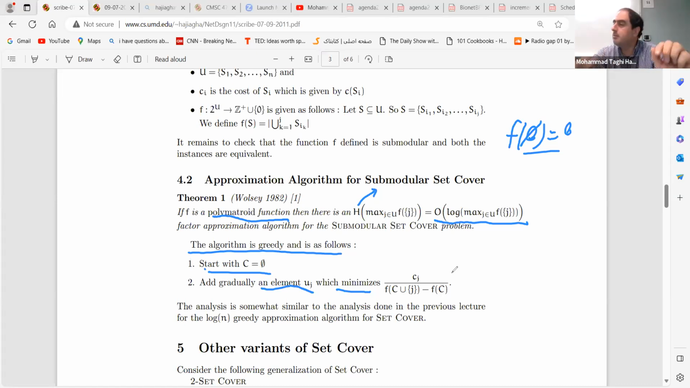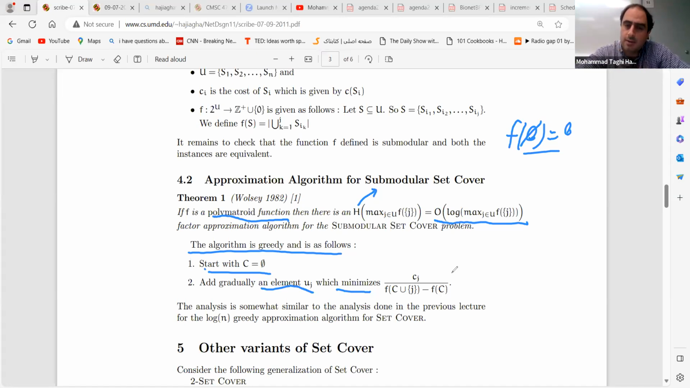So the proof is very similar to set cover. I will not repeat it. You can go and read the actual proof if you want, but it is very similar to set cover, and it would be a good exercise to prove it yourself, given the proof of set cover that we discussed before.